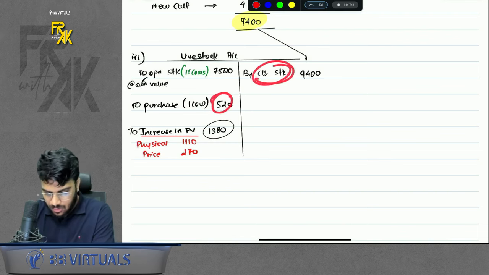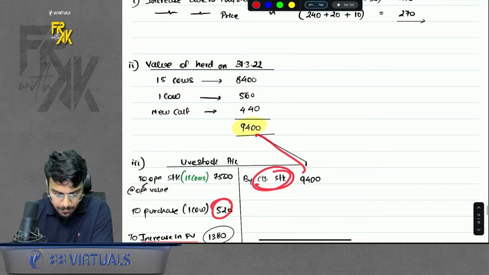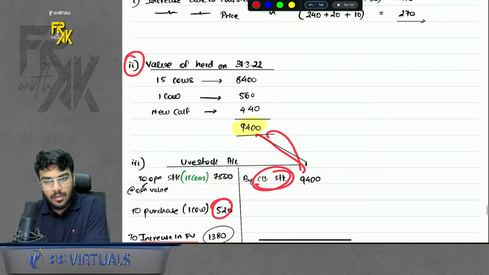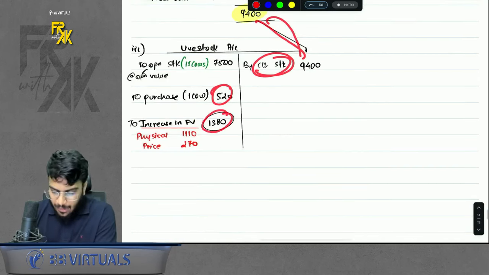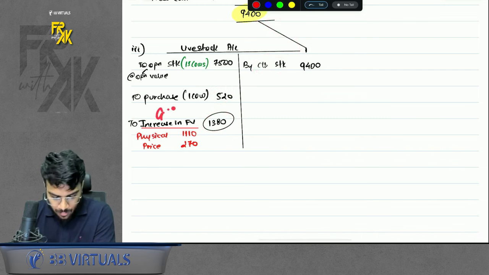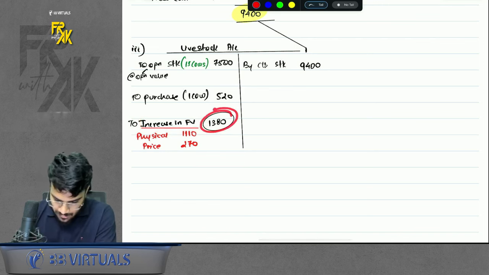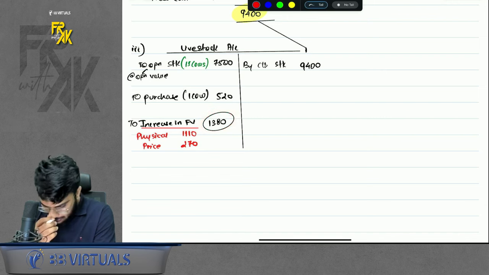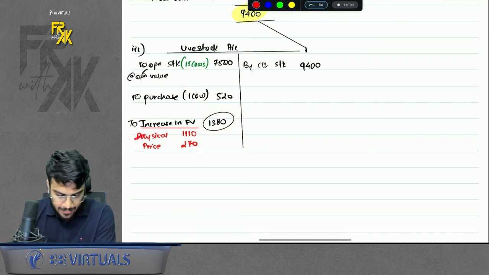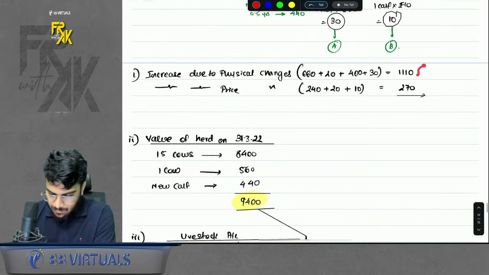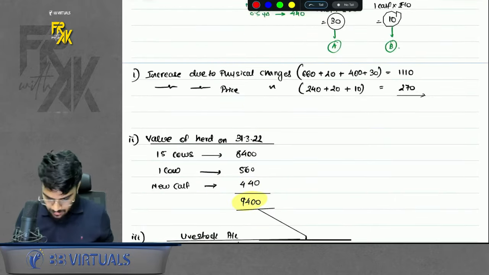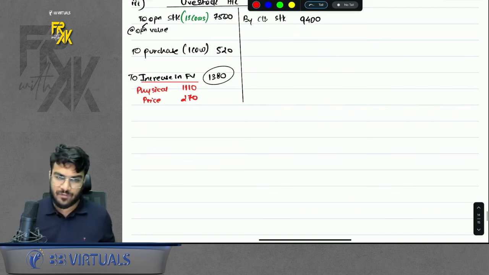Then record the closing stock. How do you get the closing stock? In part 2, we found the closing stock only. The difference in a trading account, normally we get the difference as gross profit. Here you will call the difference as increase in fair value. Simple, right? Of course, this is 1380. The increase is of course due to 2 reasons, physical and price change. This will tally with your answer number 1. Okay, so this is how we complete the revision of Ind AS 41.